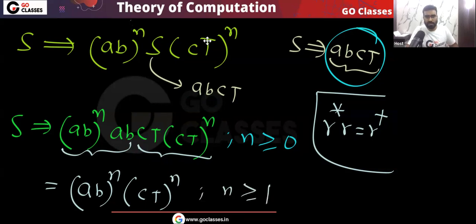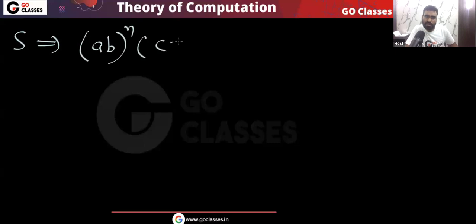Okay, is this clear? Very simple, right? Yes or no? Because you know R star R is equal to R plus. So just you have to put N greater than equal to 1. So finally, what this variable S is generating, this is generating AB power N CT power N, where N is greater than equal to 1.